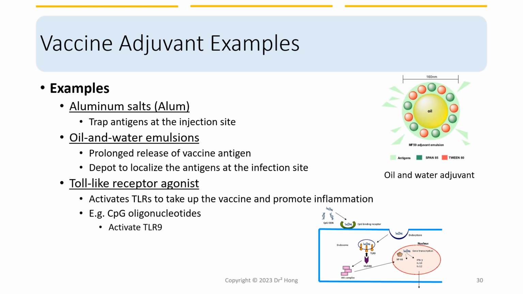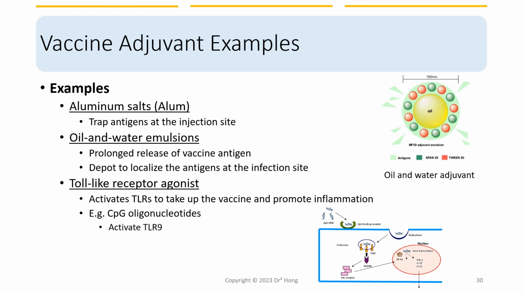Third, we have toll-like receptor agonists such as CpG oligonucleotides. It works by activating the innate immune system through stimulation of toll-like receptor 9, a receptor expressed on immune cells such as dendritic cells and B cells.